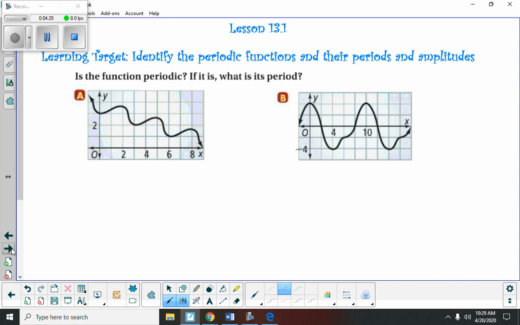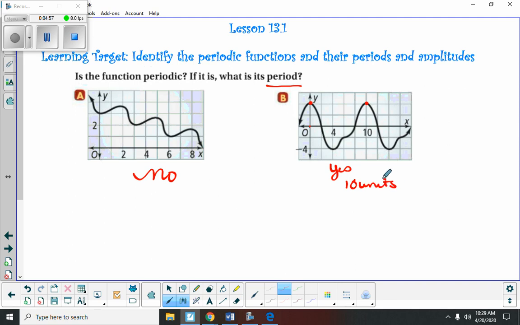Okay, next, is the function periodic? So you're going to do problems like this in your homework. If you see the cycle repeating, now in this case, it's just continually decreasing. So that is not periodic. It's not a repeating cycle. This one does appear to be a repeating cycle. It's going down and back up again. So we would say yes. And if it is, what is the period? So from the beginning until it goes through one cycle, it's 10 units.